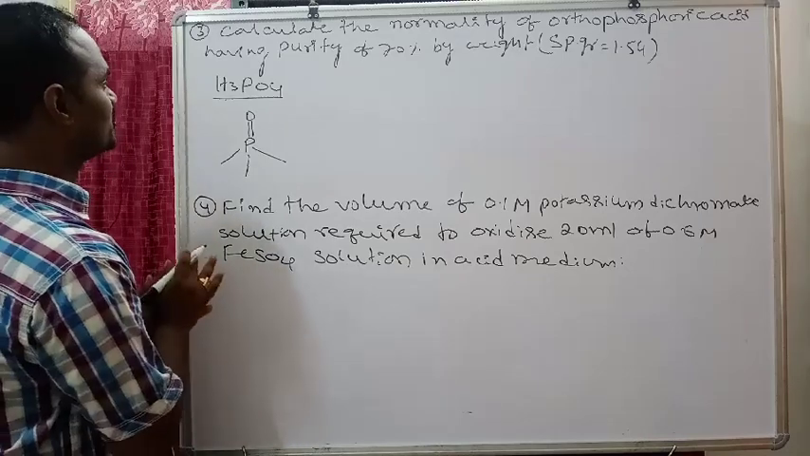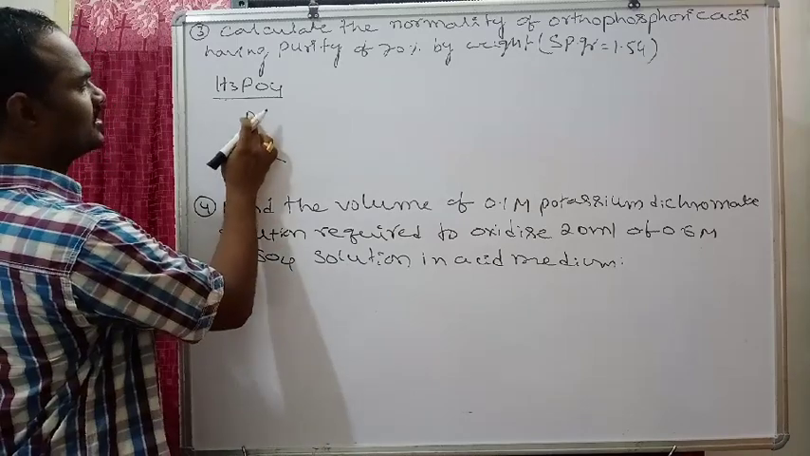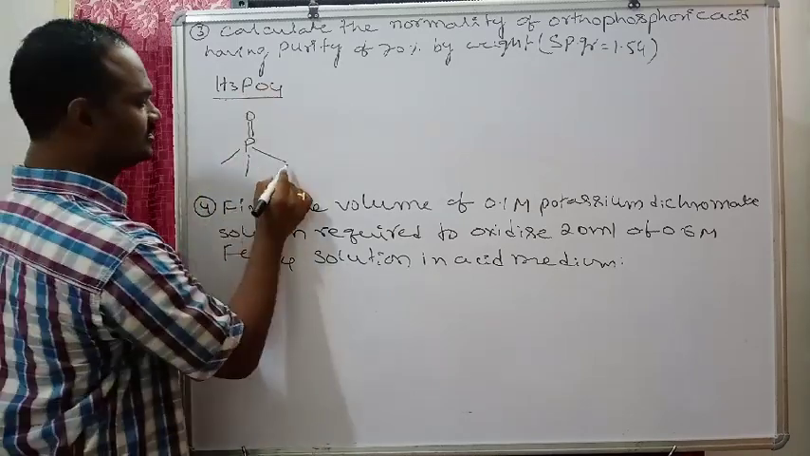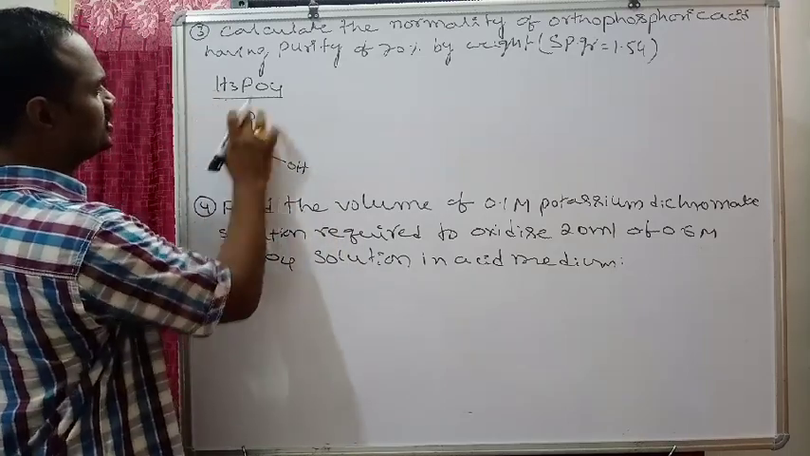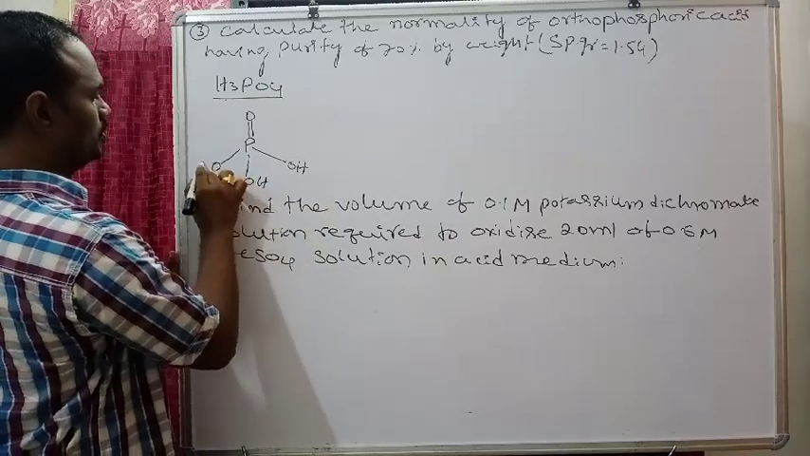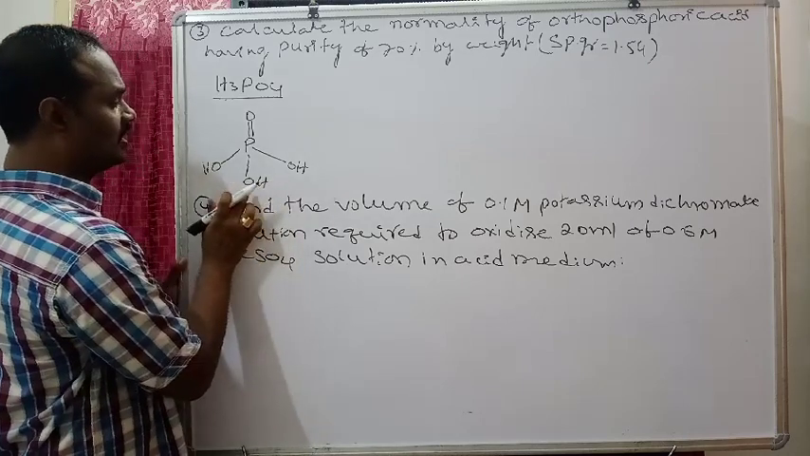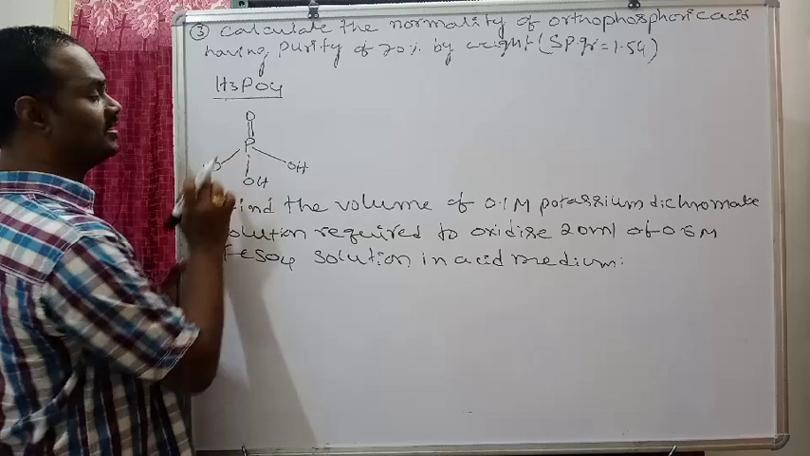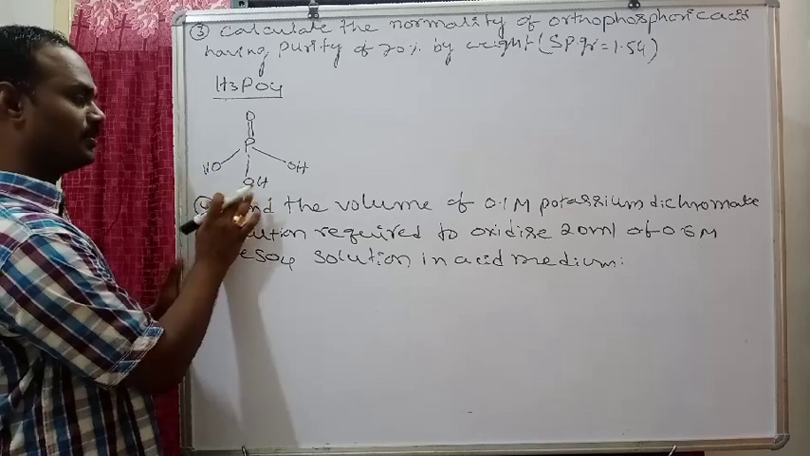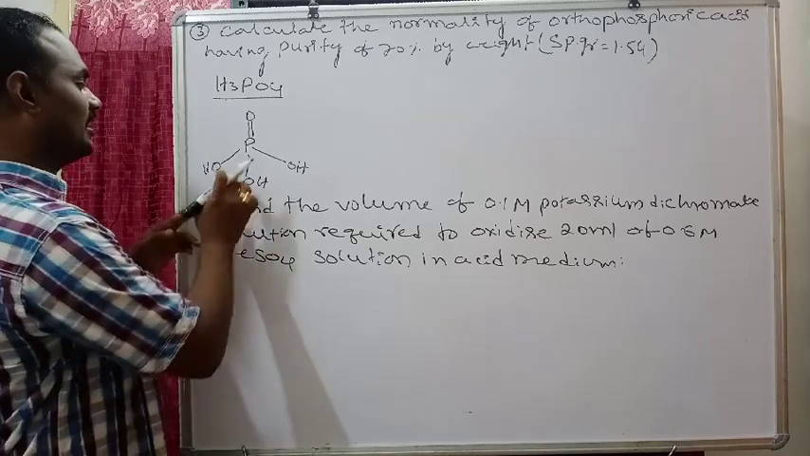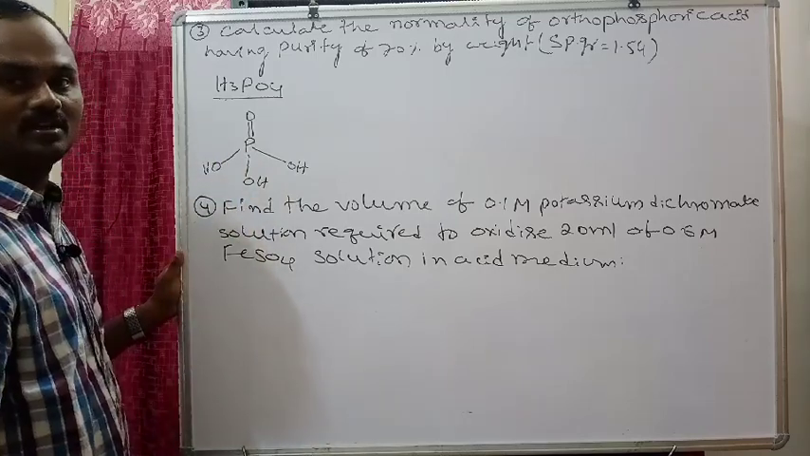Remaining oxygens must be connected along with hydrogen. Here one oxygen is over, remaining how many are there? 3 oxygens. Those 3 oxygens each have 1 hydrogen, OH. Here you see, sir, which hydrogens are connected through oxygen to phosphorus? They are replaceable hydrogens. Here all 3 hydrogens are connected to the phosphorus through oxygen. So these 3 are replaceable hydrogens.